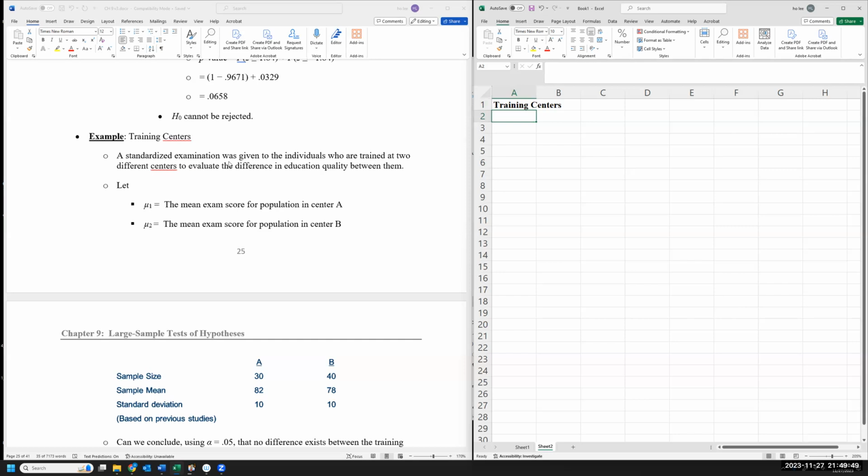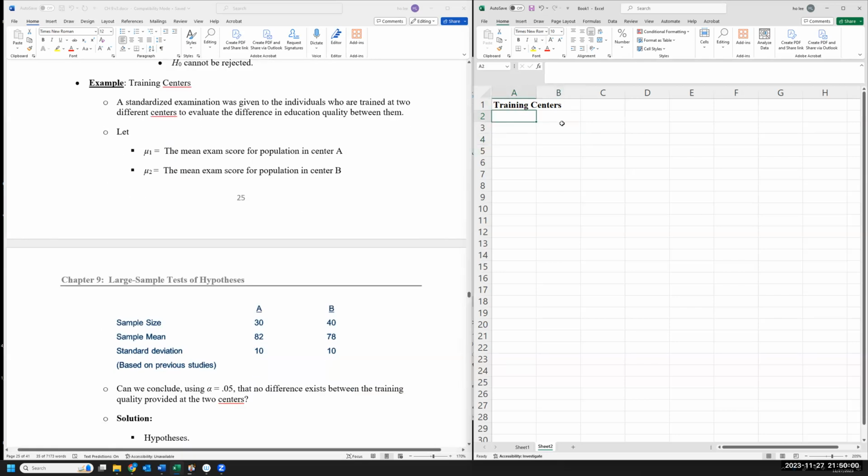A standardized exam was given to the individuals who are trained at two different centers to evaluate the differences in education quality between them. Okay, so there's two training. So we'll let this be population 1 and 2, and this is center A and center B. Mu1 is the mean exam score from population 1, center A. And mu2, population 2, is the mean score from population center B.